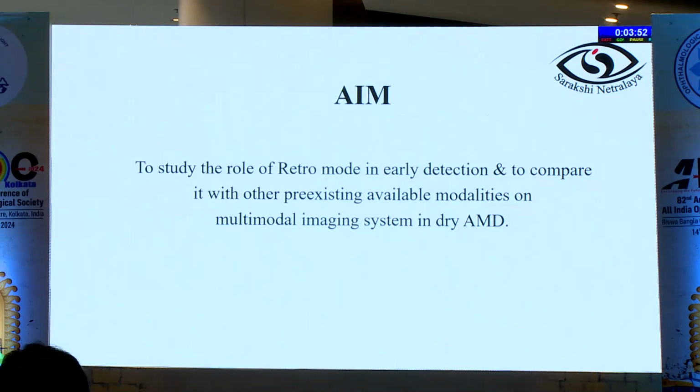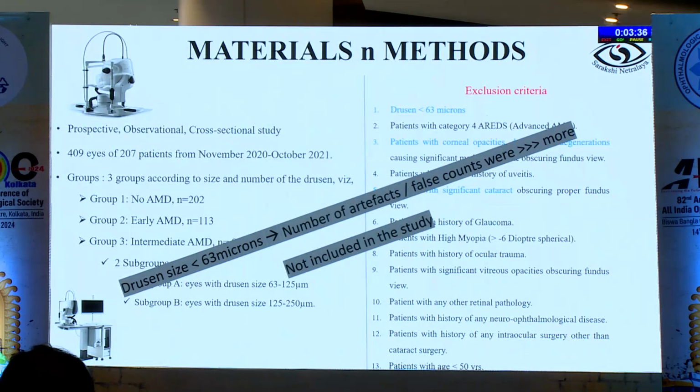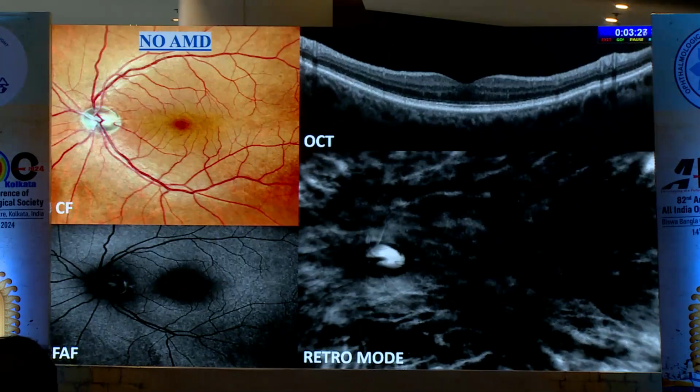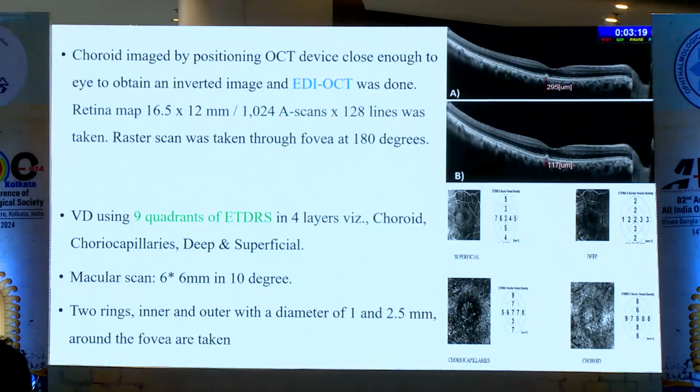So the aim of our study was the role of retro mode in early detection and to compare it with other pre-existing available modalities on multimodal imaging system in dry AMD. It was a prospective observational study on 409 eyes. The main exclusion criterion was Drusen size less than 63 microns, because when we counted the Drusen, the number of artifacts or false count rates were very high. These are the various pictures of the multimodal imaging in cases of no AMD, early AMD, intermediate.